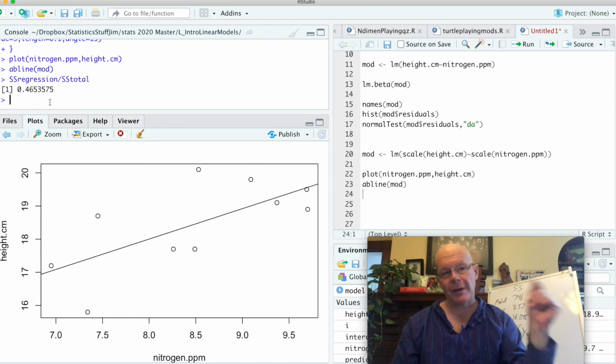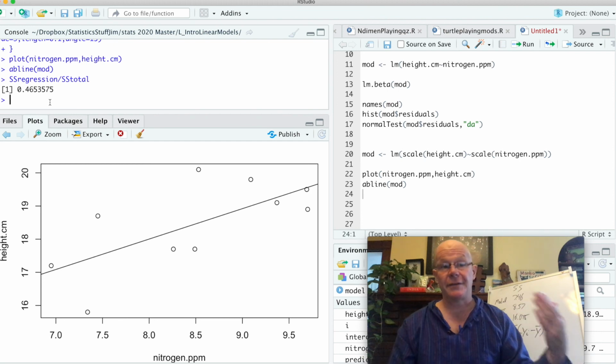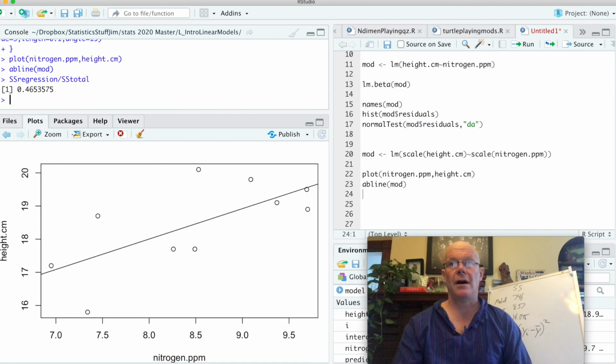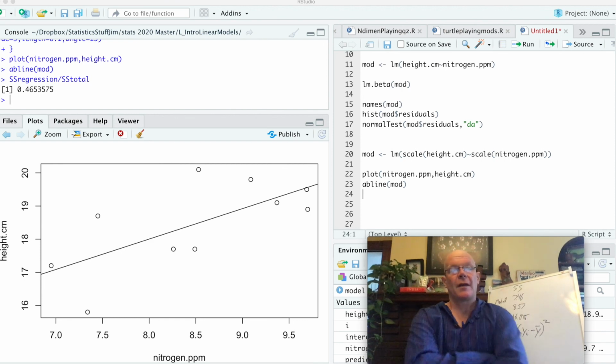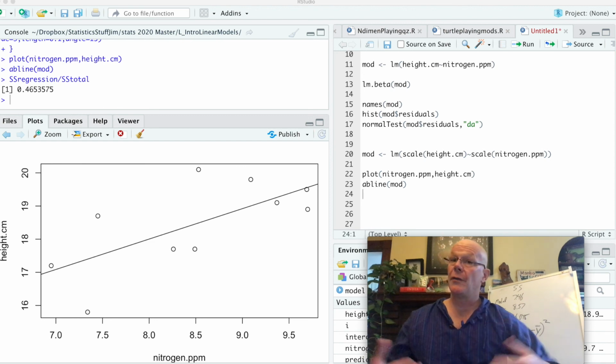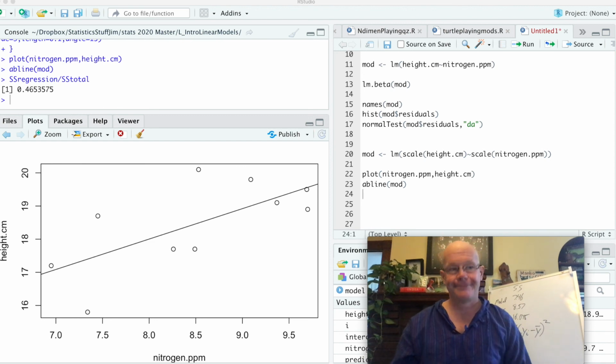So this sums of squares of the model or the regression divided by the sums of squares total is what's referred to as the coefficient of determination, also referred to as the R squared. And this is what the R squared of the model is. Technically, we refer to it as the coefficient of determination. Casually, we refer to it as the R squared.